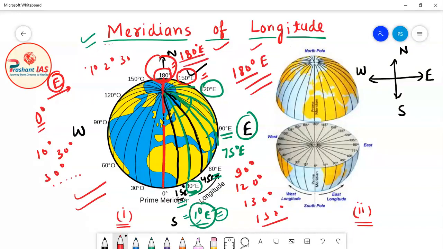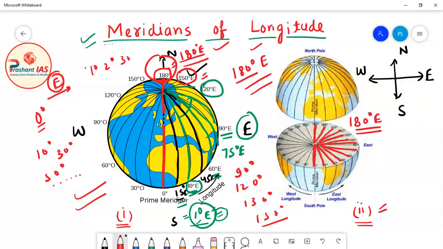So what conclusion can you draw from this story? You can see this from this diagram also. Now see diagram number 2. This is 0 degree or prime meridian. This is 15 degree east meridian of longitude. This is 30 degree, this is 45 degree, this is 60 degree, this is 75 degree, this is 90 degree, this is 105 degree, this is 120 degree east meridian of longitude, this is 135 degree, this is 150 degree, this is 165 degree, and finally this is 180 degree east meridian of longitude.